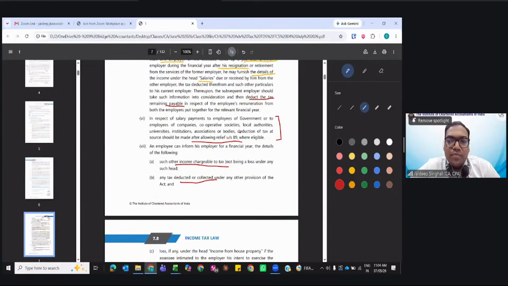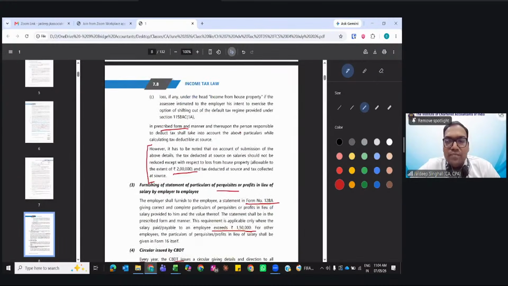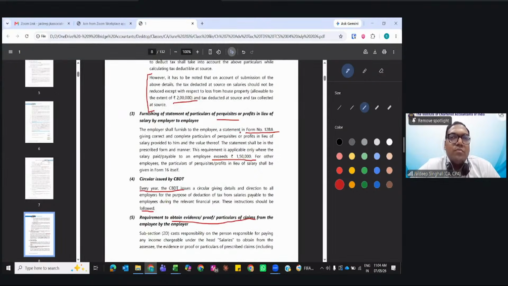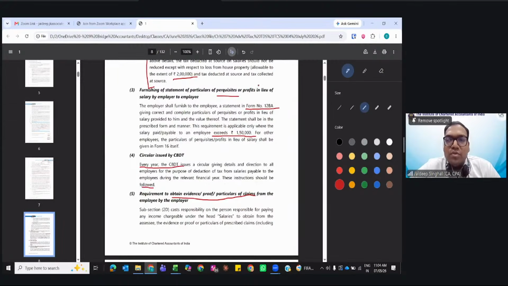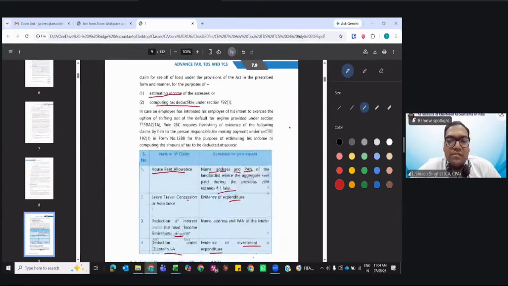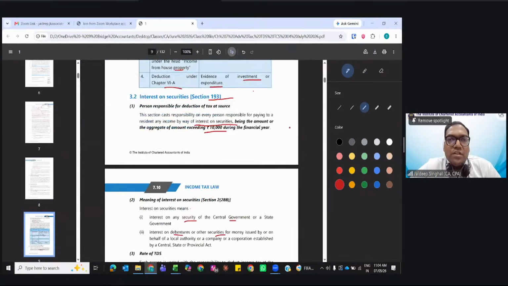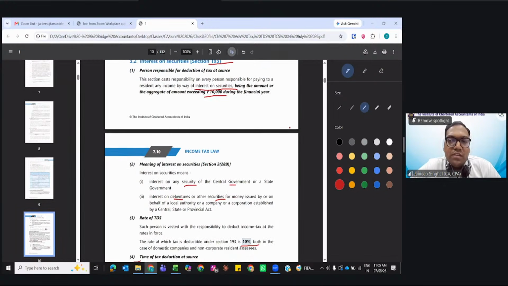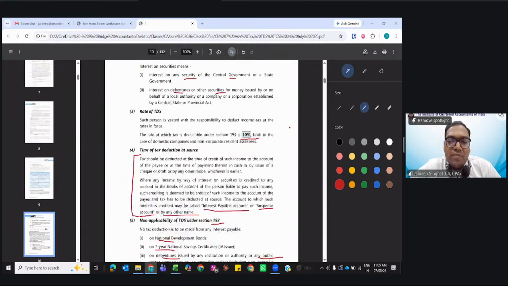Next, we had discussed perquisites and Form 12BA. If it exceeds 1,50,000, along with Form 16, 12BA is also furnished. Employer needs to obtain all the evidences. 193 was interest on securities. For interest on securities, if it is exceeding 10,000 rupees, then TDS is deducted at the rate of 10%.